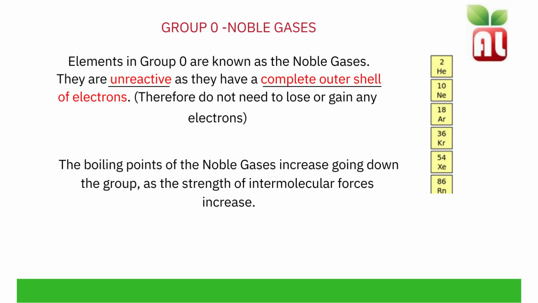Group 0, the noble gases. Elements in Group 0 are known as the noble gases. They are unreactive as they have a full outer shell of electrons. Therefore, they do not need to lose or gain any electrons. The boiling points of the noble gases increase down the group as the strength of the intermolecular forces increase.